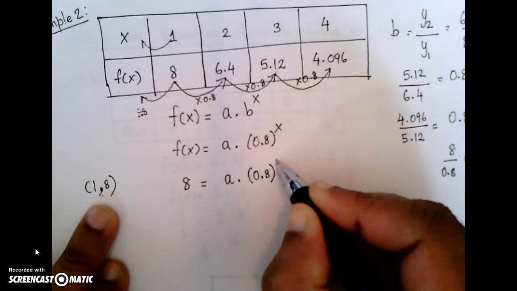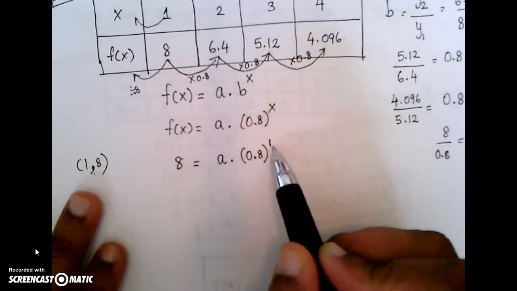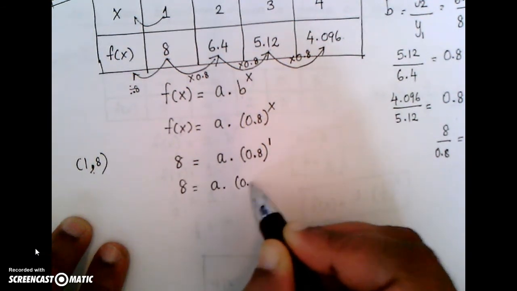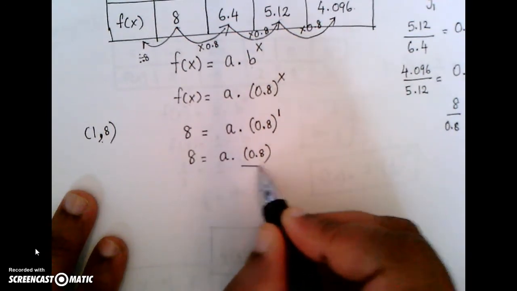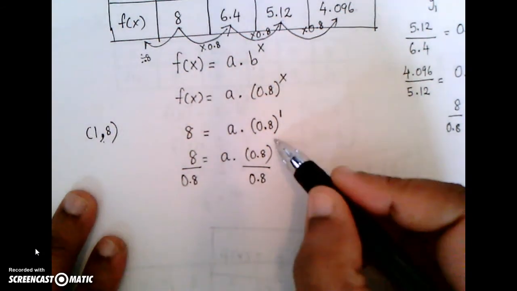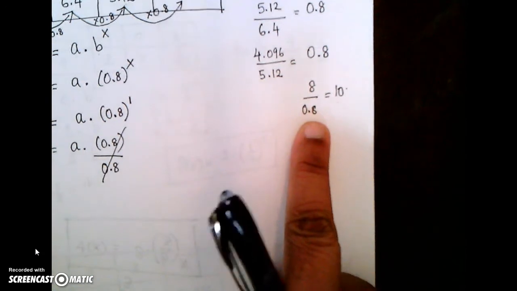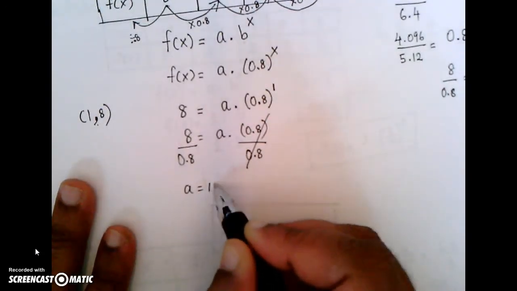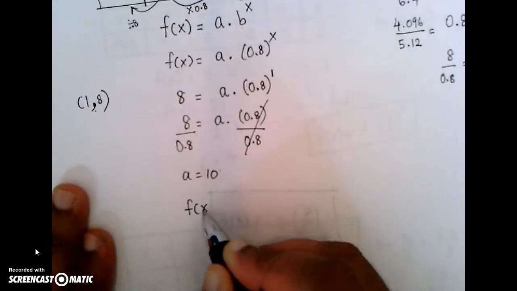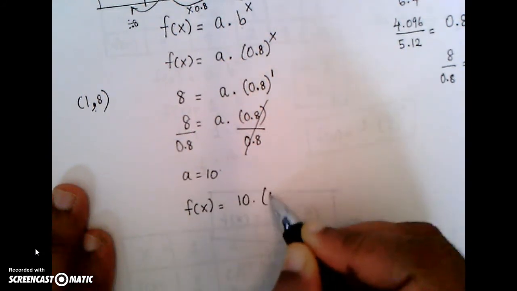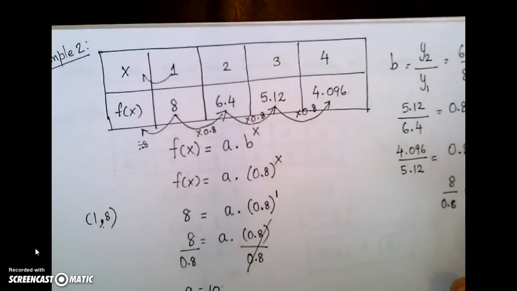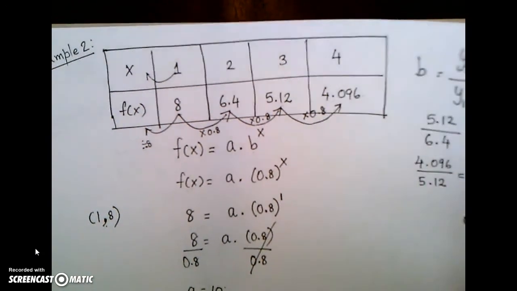I know my b and my x value is 1. Anything raised to the power of 1 is the same number. So 8 is equal to a times 0.8. Now to figure out a, all I have to do is divide by 0.8, divide by 0.8. That's what we did right there. So I have a is equal to 10. So you got your a value, you got your b value. Now I can go ahead and write my function: f of x equals 10 times 0.8 to the power of x. So that's writing an equation from a given table of values. All right. So we did how to write a function from a graph.